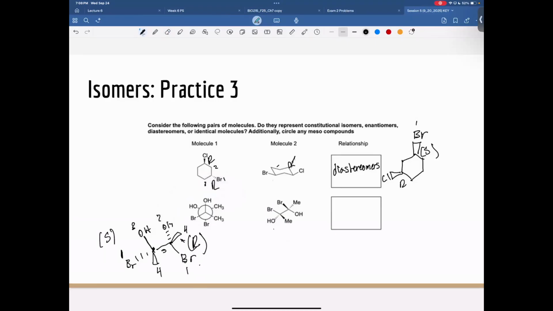Looking at the one we're comparing it to, we have bromine 1, OH 2. This is R 3, and the methyl as 4. So we go this way, that's S. And because the methyl, our lowest priority group, is on that wedge, we flip it, it becomes R. So already we know that these aren't identical because that first chiral center is different.